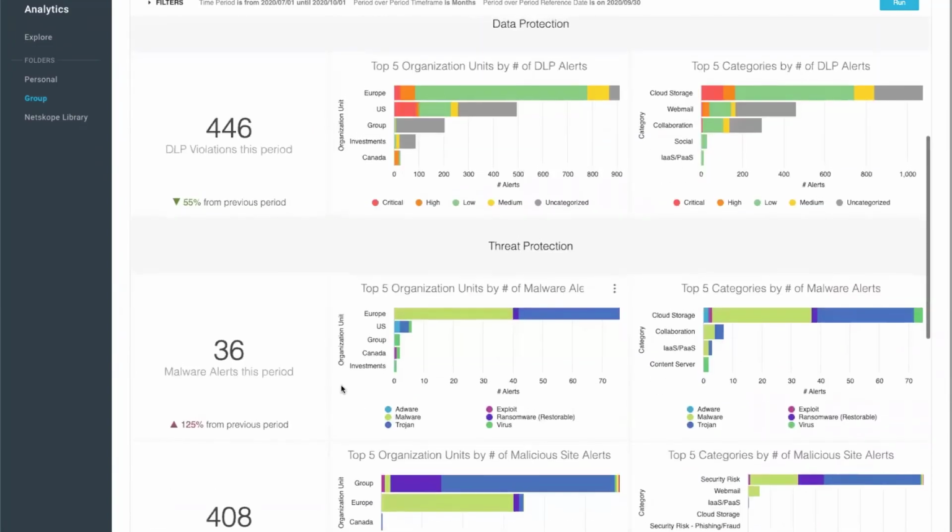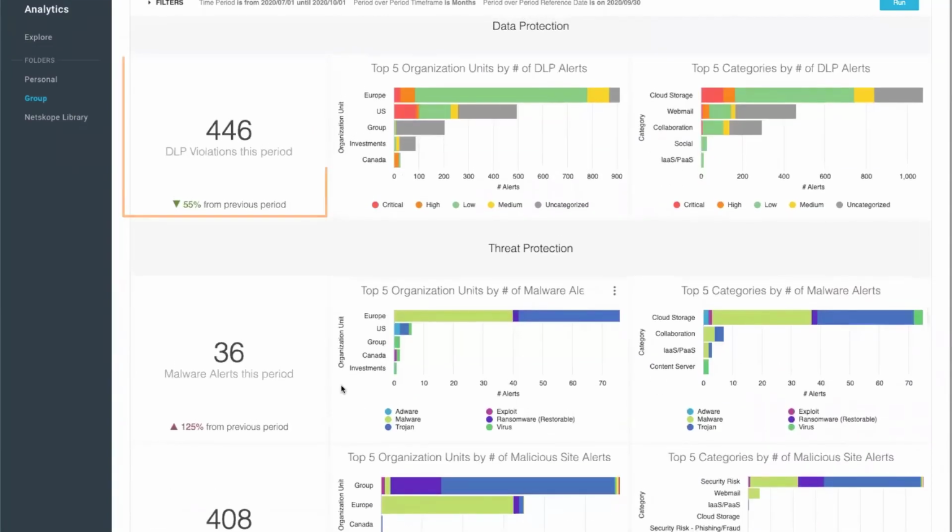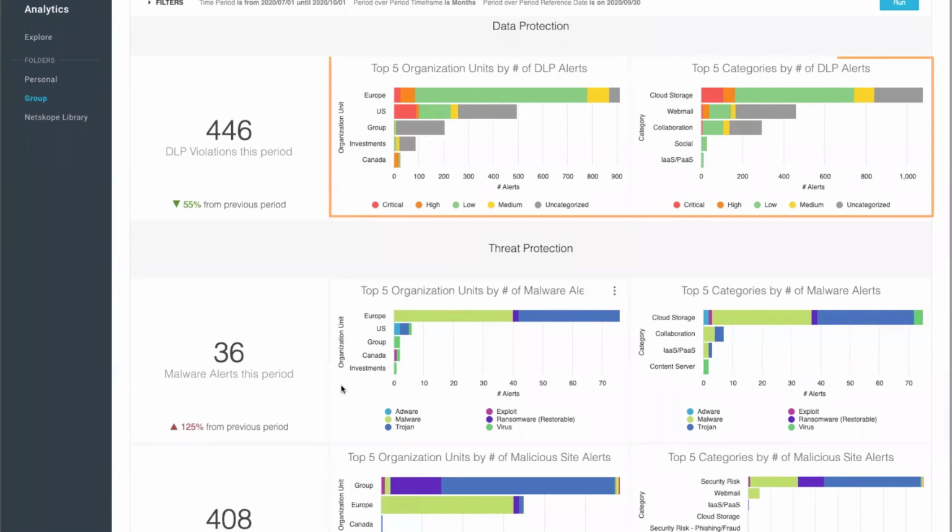So for instance, data protection. Starting off, looking at the total number of violations this period, and how that compared to a previous period. Looking also, going back to the OUs, at the number of DLP alerts per OU. This will give you an immediate indicator where there's a potential issue, perhaps where there needs to be more focus, more stricter policy, perhaps a review of those policies to ensure that they're appropriate and adequate, and they're not blocking business processes.